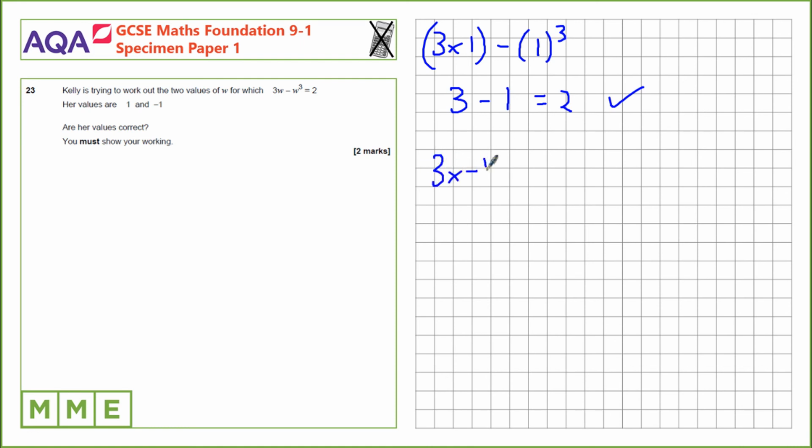Do the same for -1. 3 times -1 take away -1 cubed. 3 times -1 is -3, and -1 cubed is -1. So -3 take away -1. Taking away a negative is the same as adding, so that's +1, which equals -2. That's not equal to 2, so this value is clearly incorrect. And that's it.